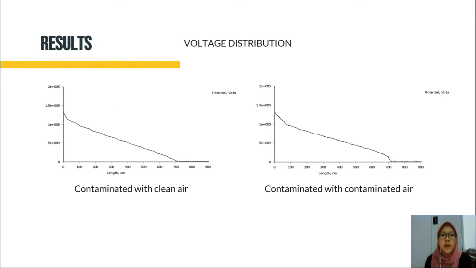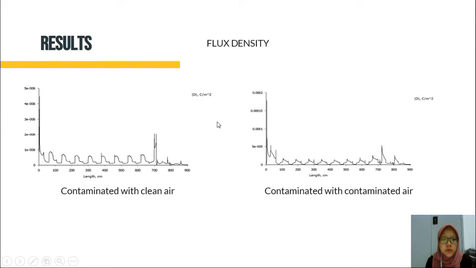Okay, for the next part, I'm presenting the result from the FEA simulation. So this is the voltage distribution graph for the contaminated insulator with clean air condition and contaminated insulator with contaminated air condition. From both conditions of contaminated insulator, we can see that both have the same value of voltage distribution, which reaches 130 kilovolt.